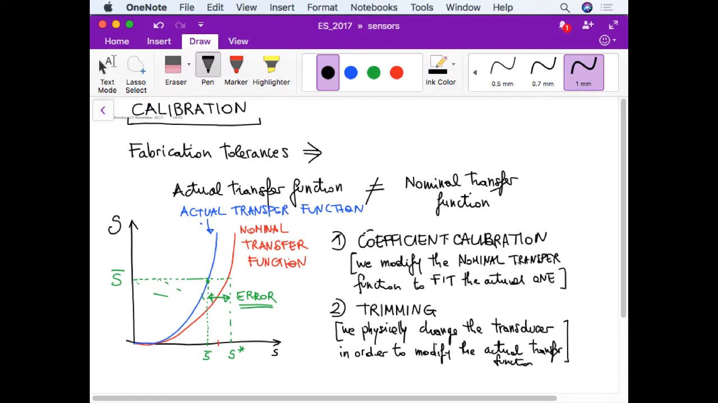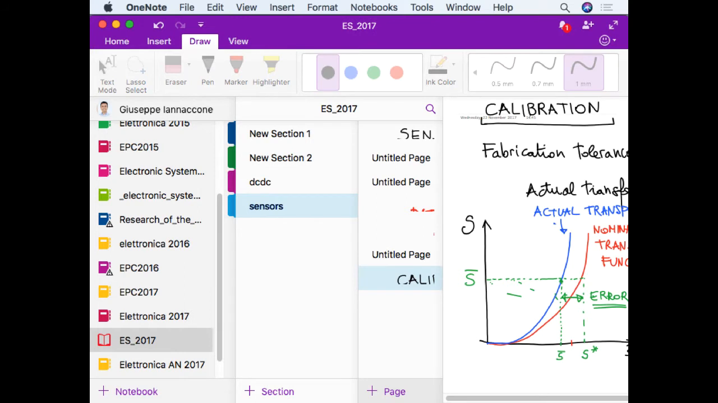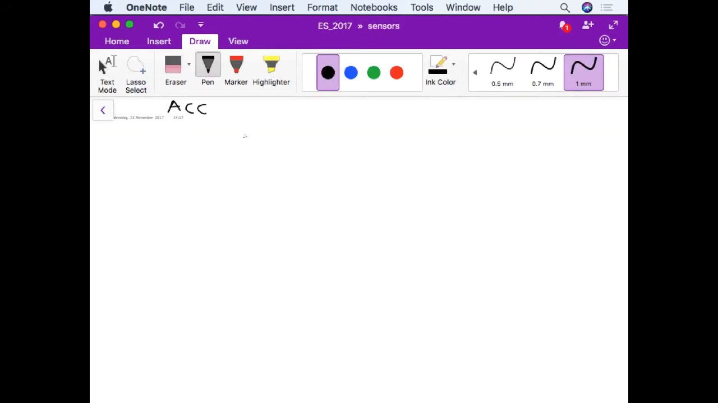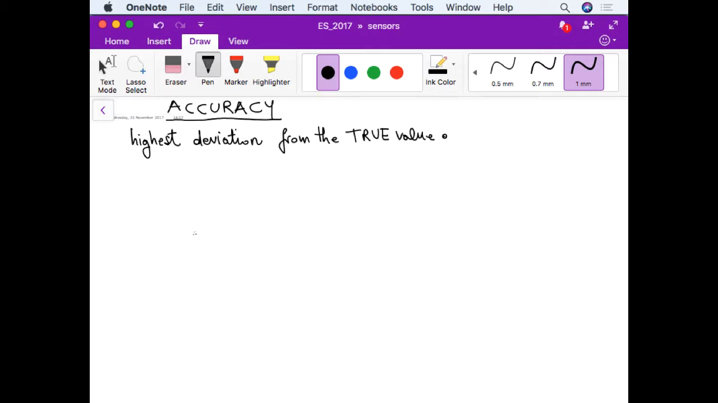Okay, just to continue on the properties. One very critical one is the so-called accuracy. And the accuracy is defined as the highest deviation from the true value of the stimulus.